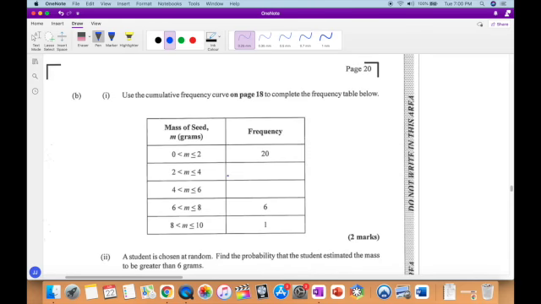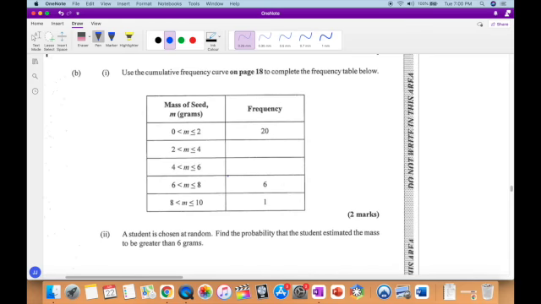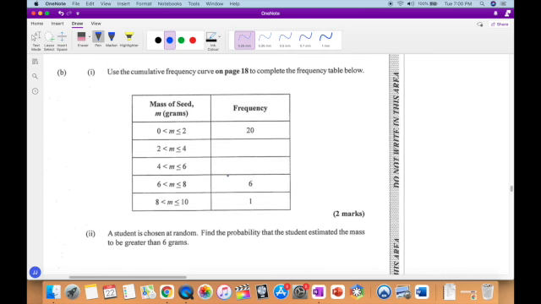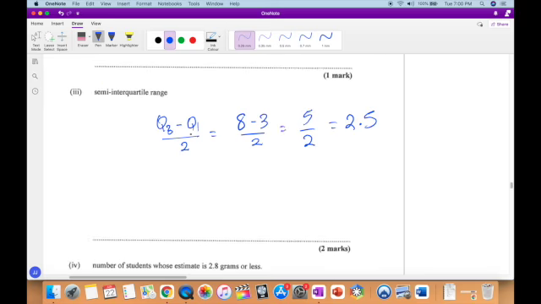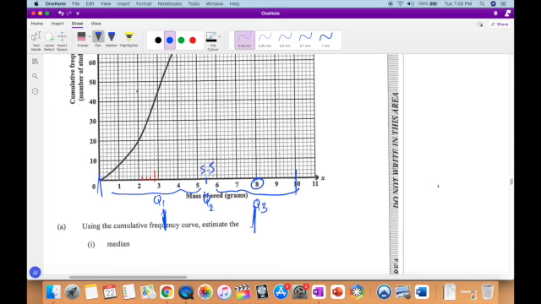Thanks again, Scotia. Use the cumulative frequency curve on page 18 to complete the frequency table below. Somebody want to fill this out for me? Because I don't have the graph in front of me. The frequency is the amount of students. The amount of students that said between 0 and 2 grams is 20. So if we look here, between 0 and 2 grams, 20 students said that.